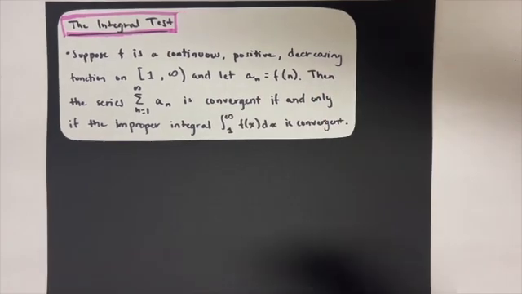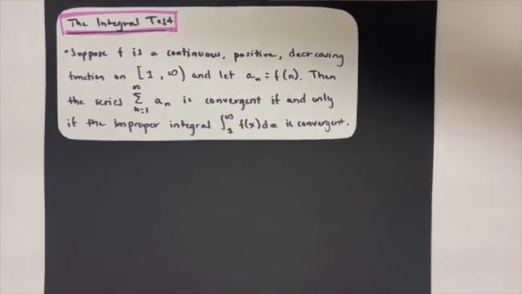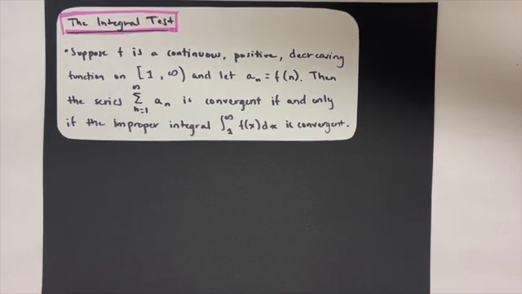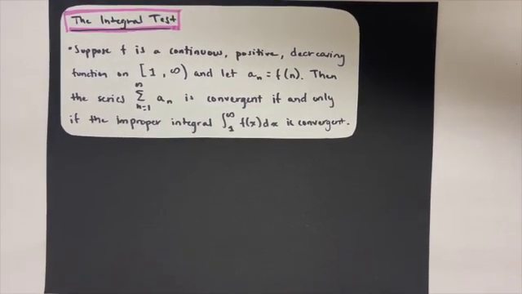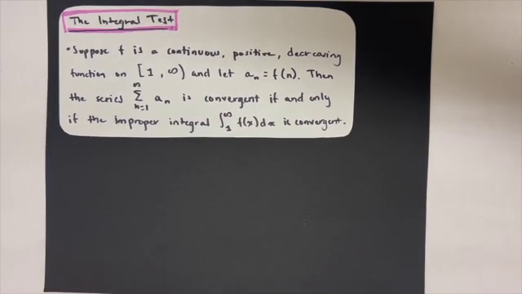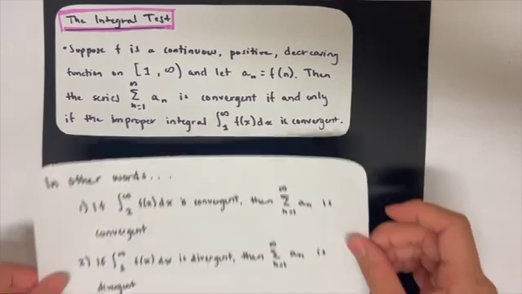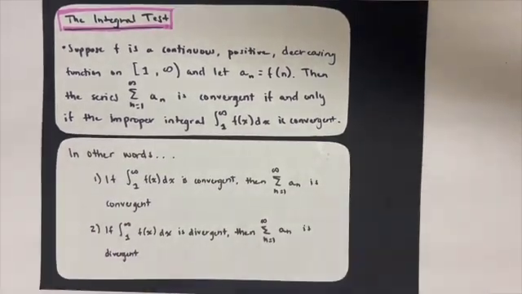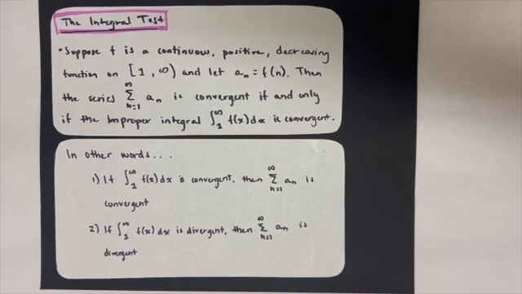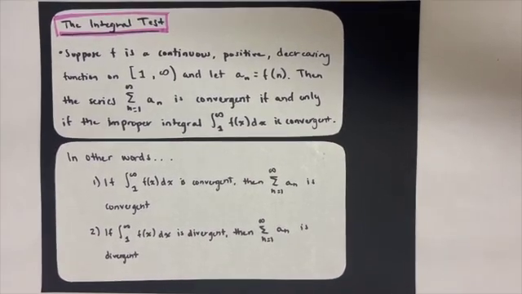Today we'll be talking about the integral test. The integral test looks at a function, and if the function f(x) is a continuous, positive, and decreasing function from 1 to infinity, and we let a series equal f(n), then this series is convergent if and only if the improper integral is also convergent. In other words, if the integral is convergent, then the series is convergent. And if the integral is divergent, then the series is also divergent.